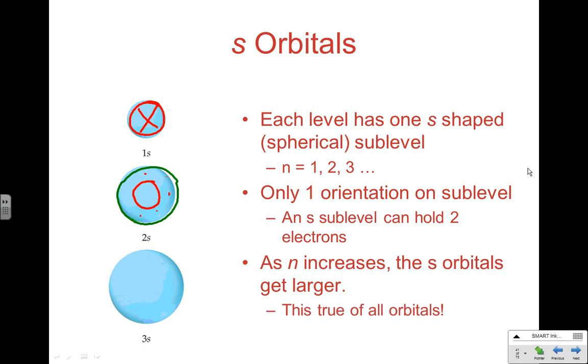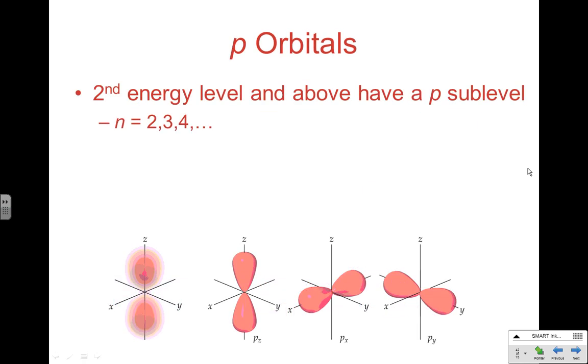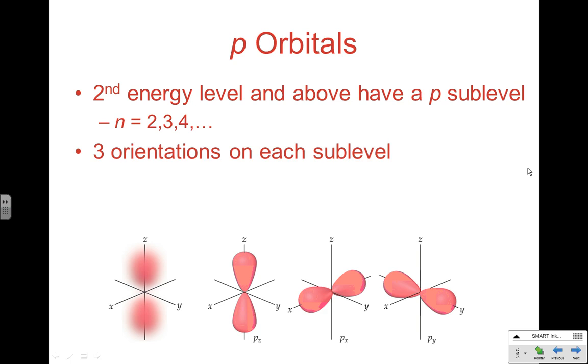Now the next type of orbital is the p orbital. Now the second energy level and above has a p sublevel. So remember, s's are on every energy level, but p's are only on the second and above. There are always 3 orientations of p, and you can see why here. Now this over here is our electron density, or electron cloud, type drawing. It's a little bit easier to see it in the pictures we have in these 3 positions.